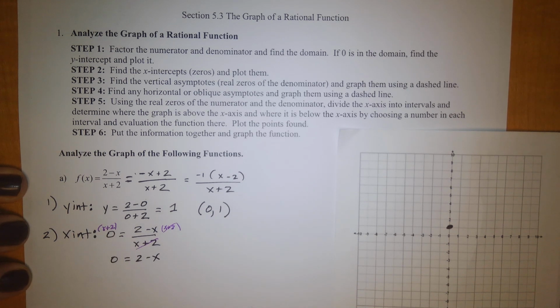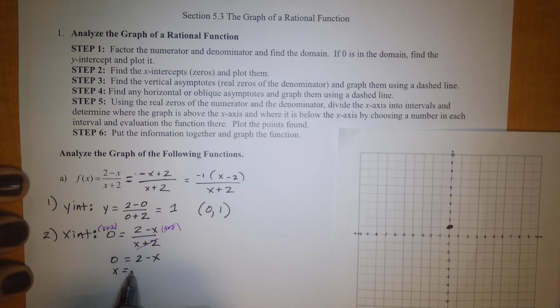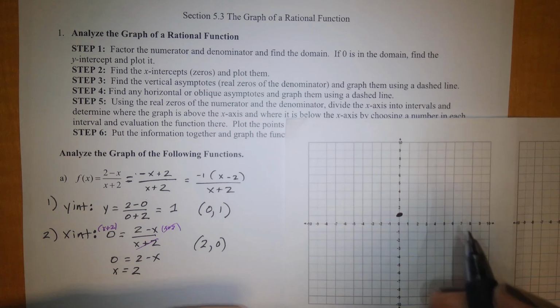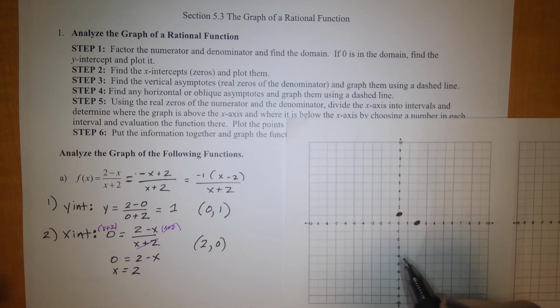You can see that it doesn't really matter what is in the denominator, because in order for a fraction to be equal to 0, all you need is the numerator to be 0. Now if I add x to both sides, I find that x equals 2. So I have an x-intercept at 2, 0. So on my graph, I have an x-intercept at 2.